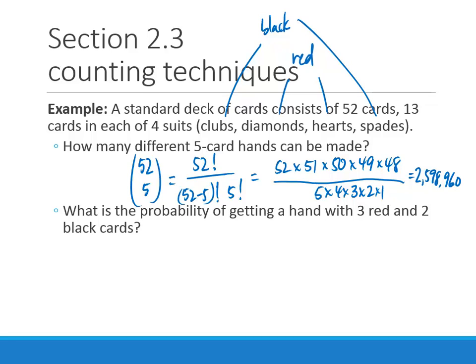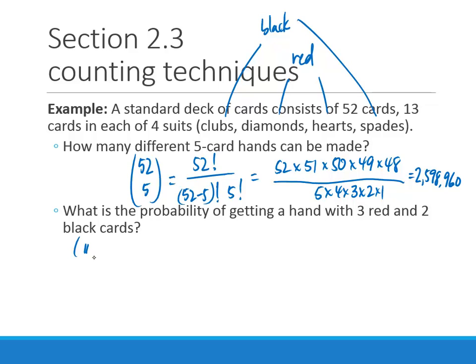And since I want 3 red cards and 2 black cards, I can multiply those 2 numbers together. So if I figure out how many ways I can choose 3 red cards out of the 26, I can multiply that by how many ways I can get 2 black cards out of the 26 black cards.